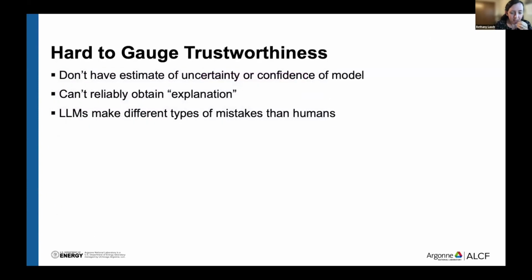And a downside of LLMs is it's hard to gauge how trustworthy a particular output is. We don't have a way to estimate the uncertainty or how confident the model is. If you ask the model how confident it is, that's not really indicative. And an explanation isn't necessarily actually an explanation. And it's a little hard to have intuition about the kinds of mistakes LLMs make because they're a little different than the kinds of mistakes humans make.